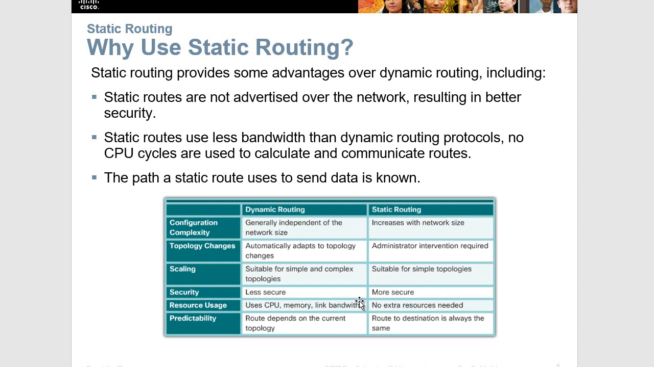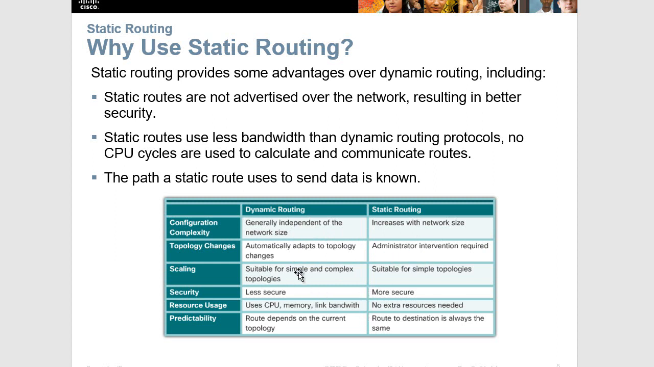And you have some differences down here that these are most likely test questions. So pros and cons of static versus dynamic. Configuring complexity increases with network size. And then dynamic is usually independent. Topology changes: dynamic will automatically adapt to a change in your network topology or your network setup. Your static, you're going to have to set it up yourself, because if your topology changes, that's all done manually, so you'll have to go ahead and make adjustments on your own.